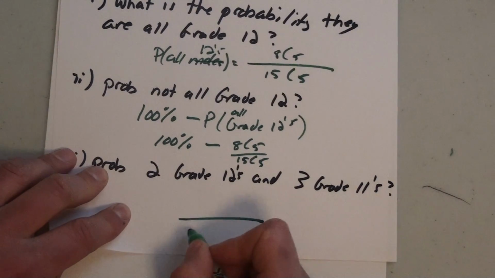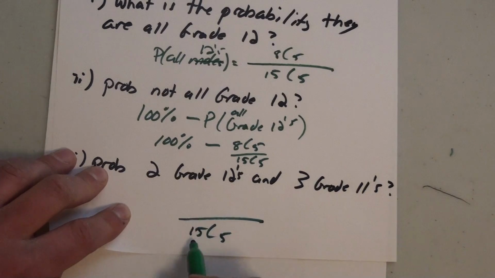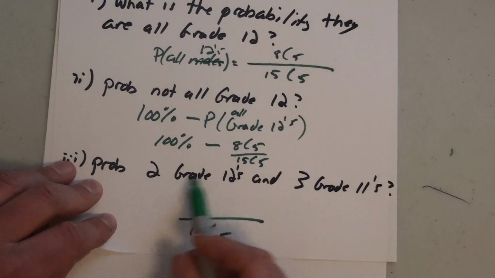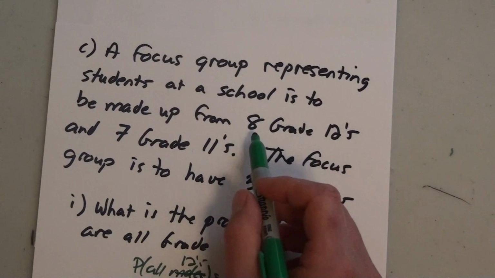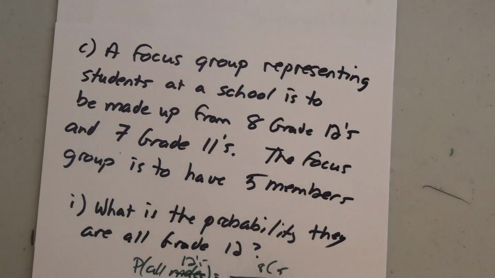So again, over my total, 15 choose 5. There are 15 students to choose from, 8 grade 12s and 7 grade 11s. I need 5 of them. And what's the probability of 2 grade 12s and 3 grade 11s? So if you look back, there are 8 grade 12s to choose from and 7 grade 11s.